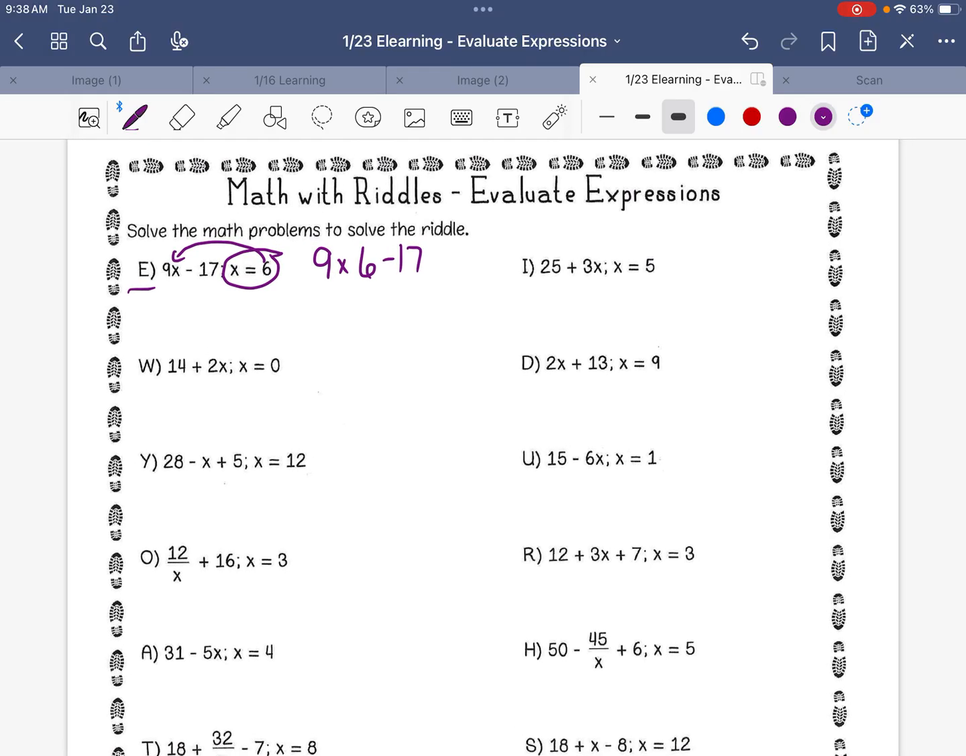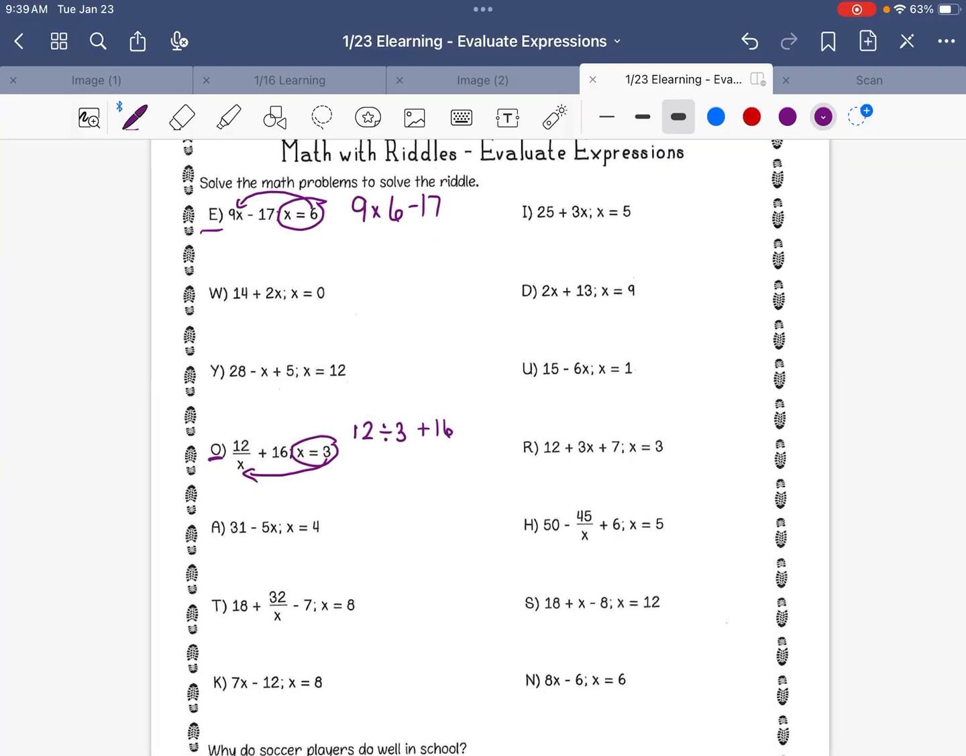Another one I just want to make sure we're not confused on is O. Now we have 12 over x plus 6. Remember that it's written as a fraction, but that fraction bar is just a fancy way of saying divide. So we're going to have 12 divided by x plus 6, and x is equal to 3. So we're going to take 3 and put it where that x is. You could leave it as a fraction bar, or if it's easier for you, you can put 12 divided by 3 plus 6. You can just replace that fraction with a division sign. So now you have a couple of them set up.